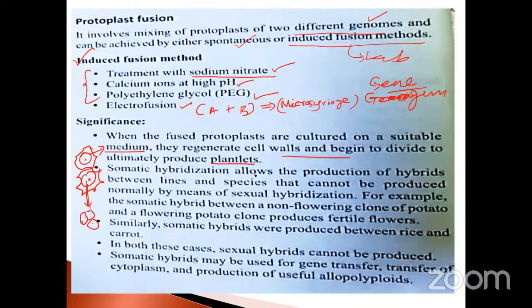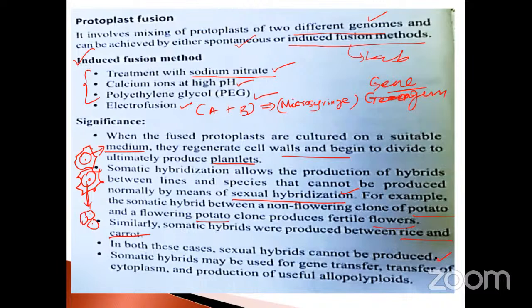Somatic hybridization allows the production of hybrids between lines and species that cannot be produced normally by means of sexual hybridization. For example, the somatic hybrid between the non-flowering clone of potato and the flowering potato clone produced fertile flowers. Similarly, somatic hybrids were produced between rice and carrot. See the combination, rice and carrot. In both these cases, sexual hybrids cannot be produced.